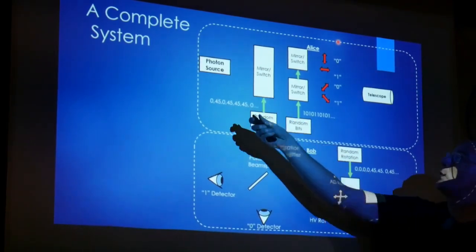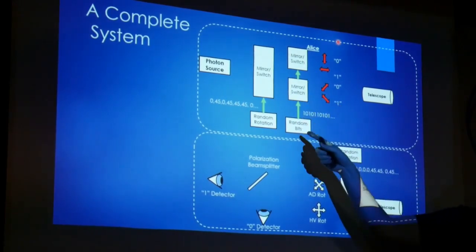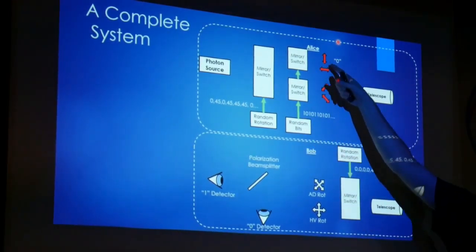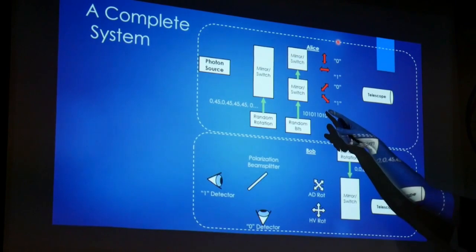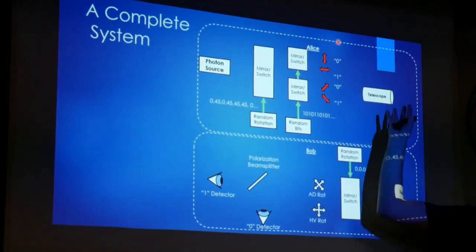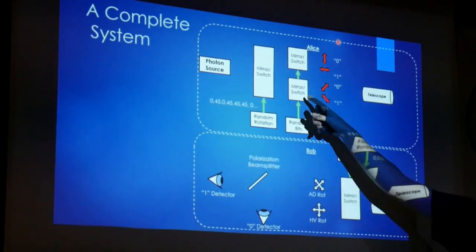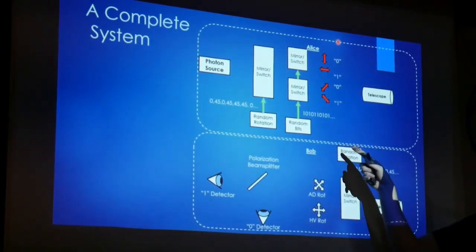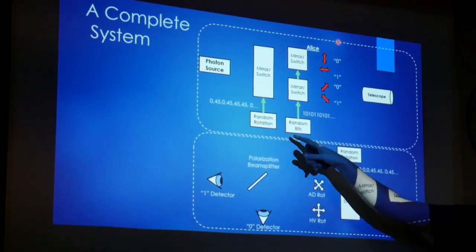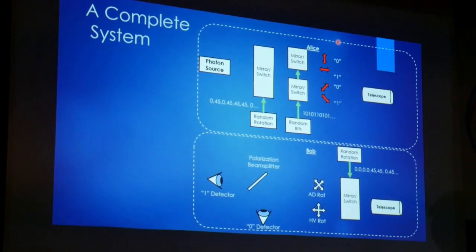Alice has a photon source, a mirror or a switch, which allows us to select whether we're going to use horizontal vertical or diagonal anti-diagonal. That's this first switch. Should I be up and down or 45 degrees? The second switch is whether or not it's a 0 or a 1. Okay? So this is the data here. This was the rotation. Those were our two random vectors that Alice started out with.